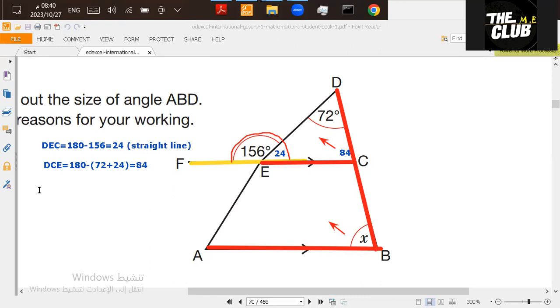So we write here that the angle ABD equals DCE equals 84. And the reason is what? Corresponding angles. Okay, corresponding angles.